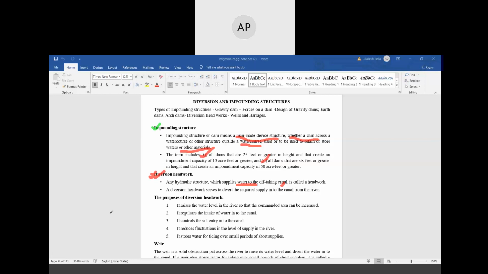What is the purpose of a diversion headwork? Why do we require it? It raises the water level in the river so that the commanded area can be increased. It regulates the intake of water into the canal. It controls silt entry into the canal. It reduces fluctuations in the level of supply in the river. It stores water for tiding over small periods of short supplies.